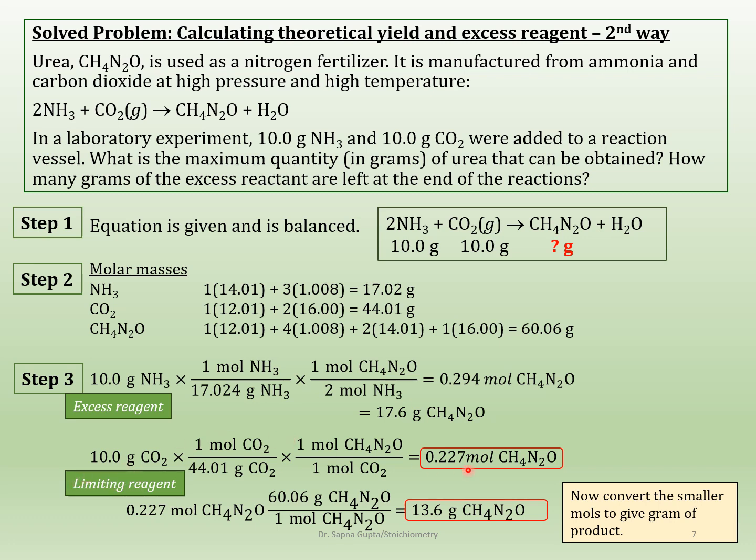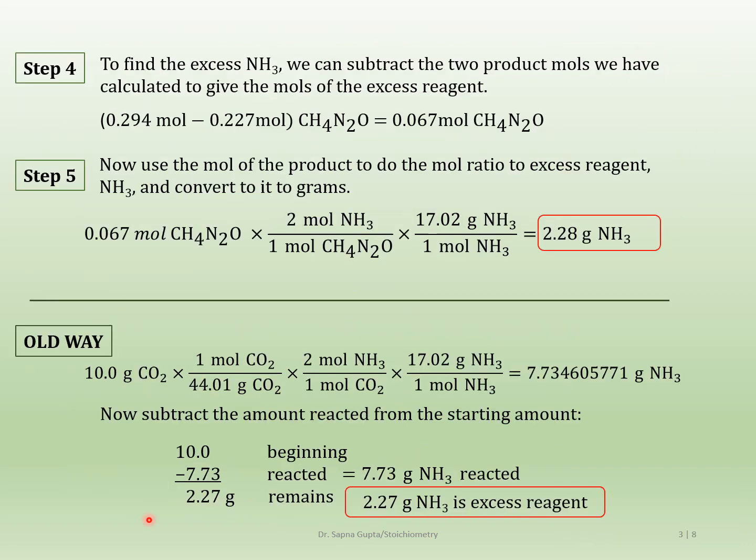But anyway, so here we go, 0.227. Now you just have to convert that into grams. Okay, so that's the last step that is shown over here, to take the smaller moles and then convert that into grams. Okay, so then how many grams of excess reactant are left over? So this is another way that we're going to do this. So let's go ahead and see what we're doing here.